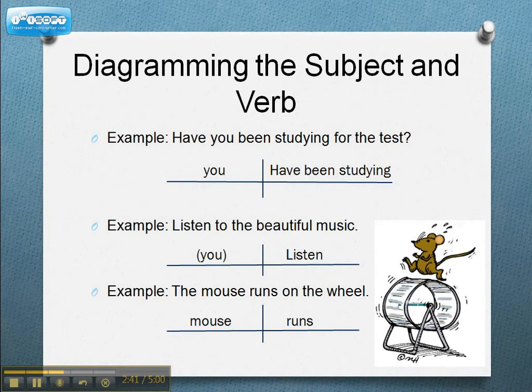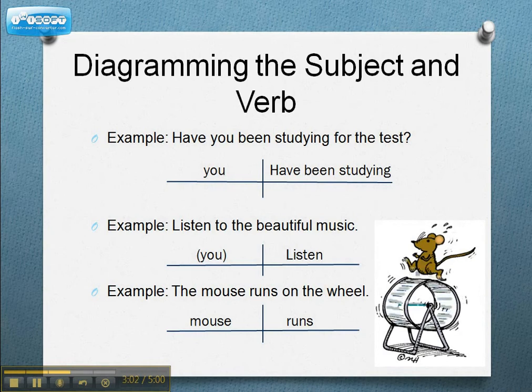Have you been studying for the test? In this case, our subject is you. We write that on the left. And our verb phrase is have been studying. We write that on the right. Listen to the beautiful music. That's a command. So with a command, our subject is an understood you. That goes on the left. And our verb is listen, on the right.